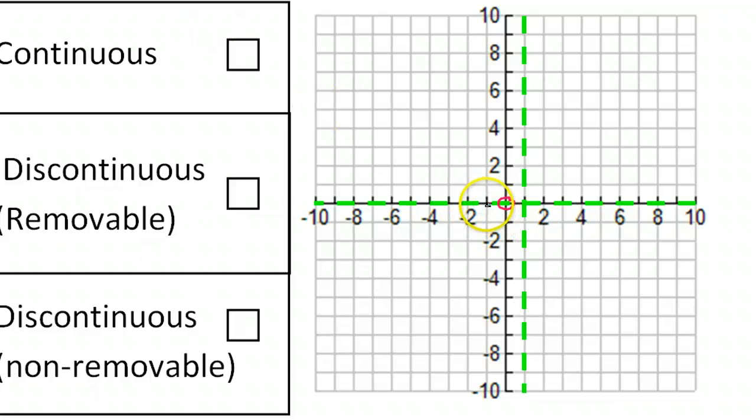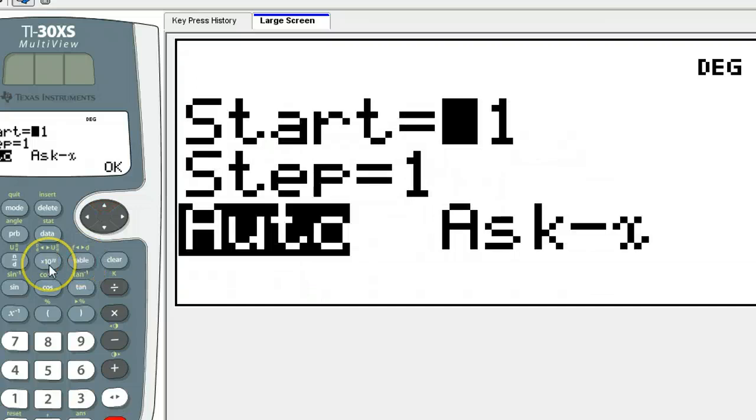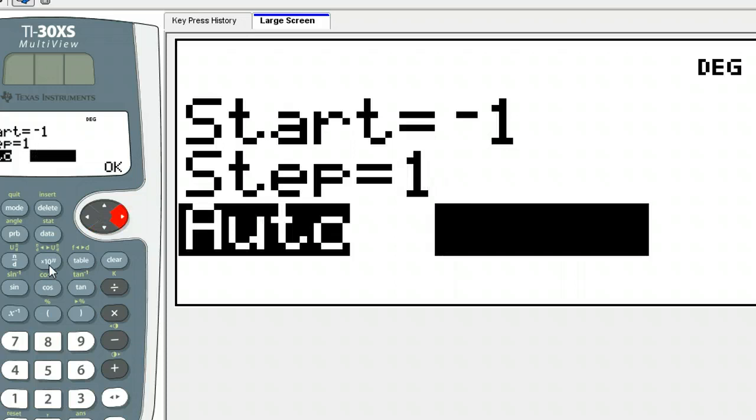Okay, so at -1, we're at -1/2. So that'll be a point right there. This is interesting. Alright, let's see what happens really close to the asymptote. So let's see what happens at 0.5. A way that I can do that is go back to the table, hit enter. I'm going to go ahead and switch over to ask mode now.